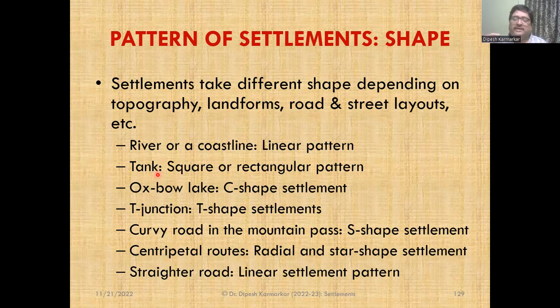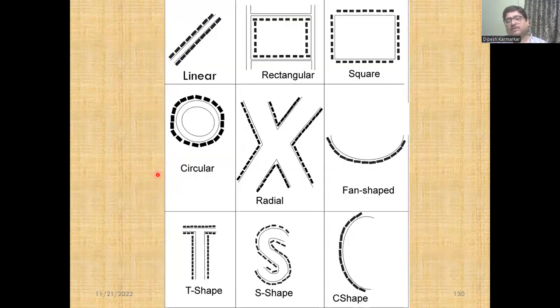Certain settlements attain a radial or star-shaped pattern. It occurs when the roads are very centripetal. So we find roads coming from different directions, converging at a particular point, give rise to a radial or star-shaped settlement pattern. As I was mentioning earlier, if the roads are straight and a settlement has developed along the road, then we find the development of a linear pattern. So you can show these patterns with simple sketches, even earlier, as I was showing you, dispersed, fragmented, hamleted, with simple hand-drawn sketches.